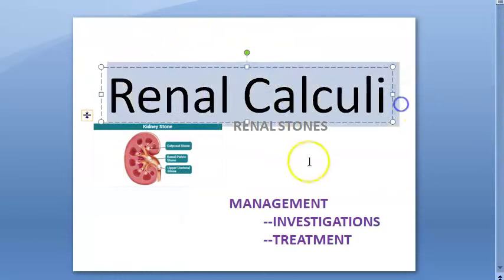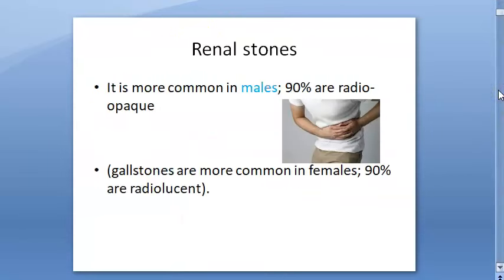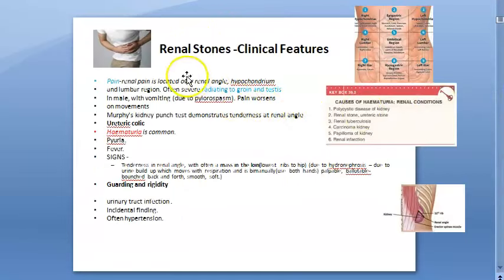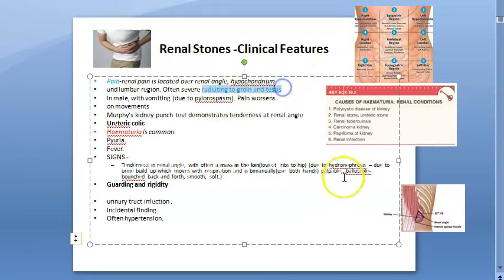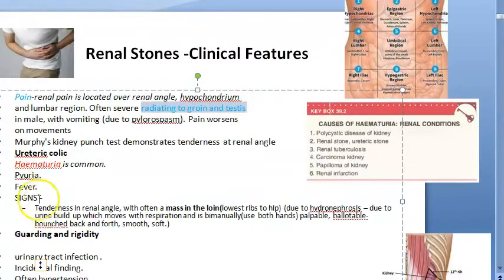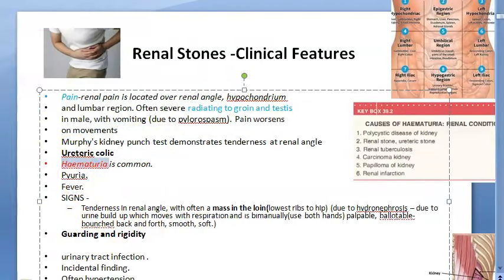So in renal calculi, that is renal stones, you saw that it is more common in males, and the clinical features will be pain located over the renal angle. They can have pain in the hypochondrium and in the lumbar region. The pain will be radiating to the groin and testis in males. And you saw that there could be ureteric colic, again pain, hematuria can be there, pyuria, that is pus in urine, can be there. There can be fever.